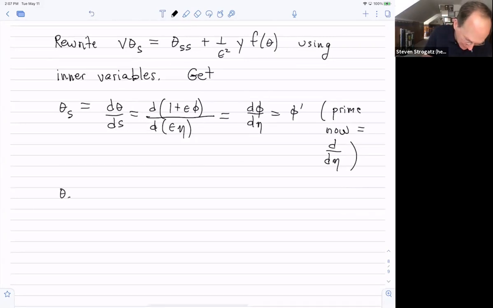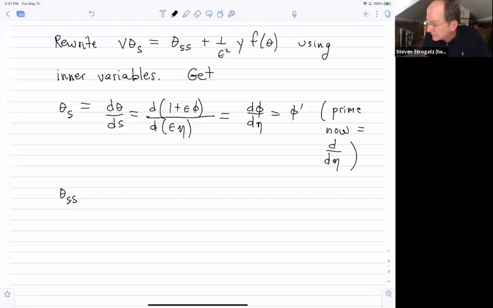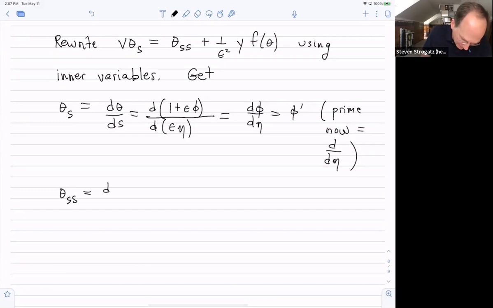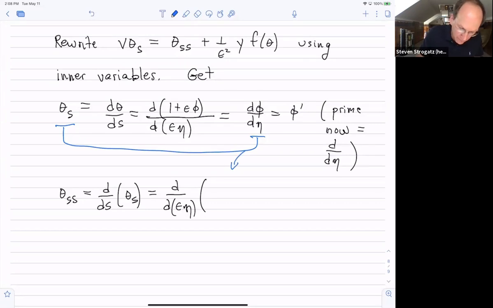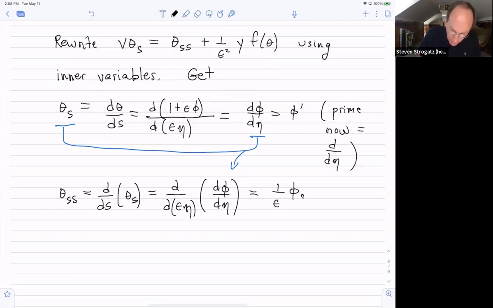If you do theta sub ss, in the interest of time, I'll just write it out. It's d/ds of theta sub s, which is d by d epsilon eta. And above I showed that theta sub s is d phi d eta, so I'm going to substitute that in right there. And so I'm left with a 1/ε phi double prime.